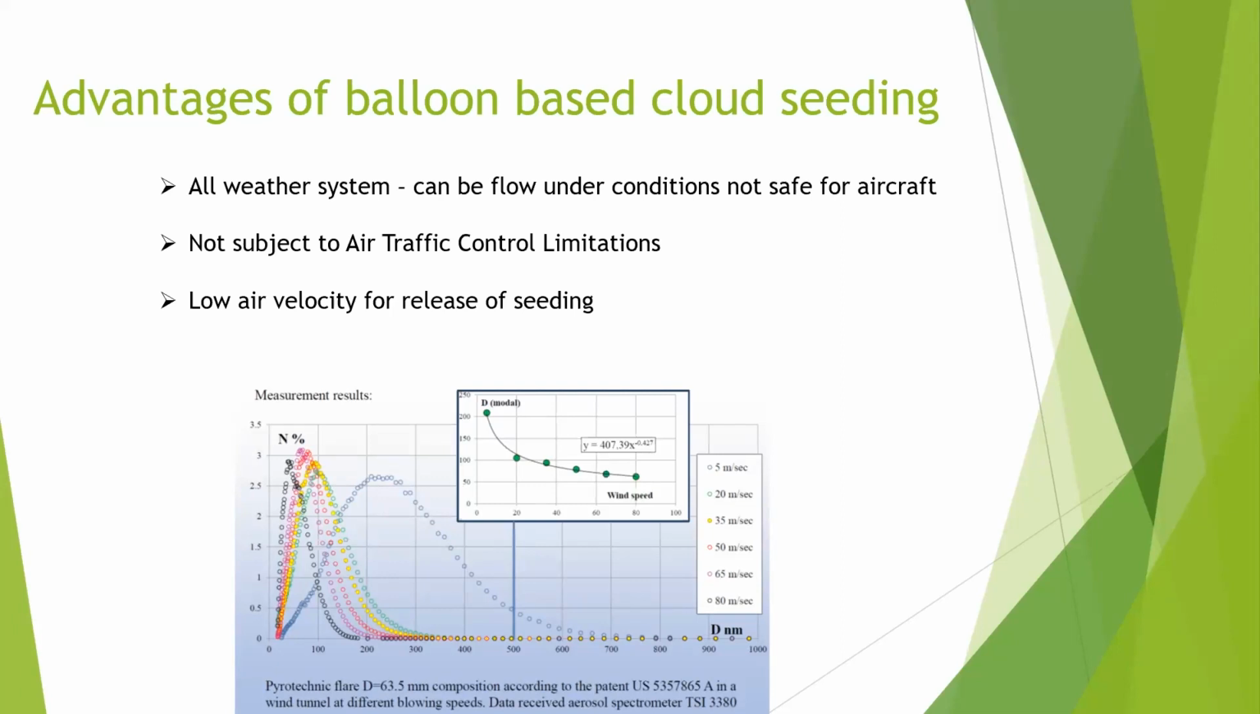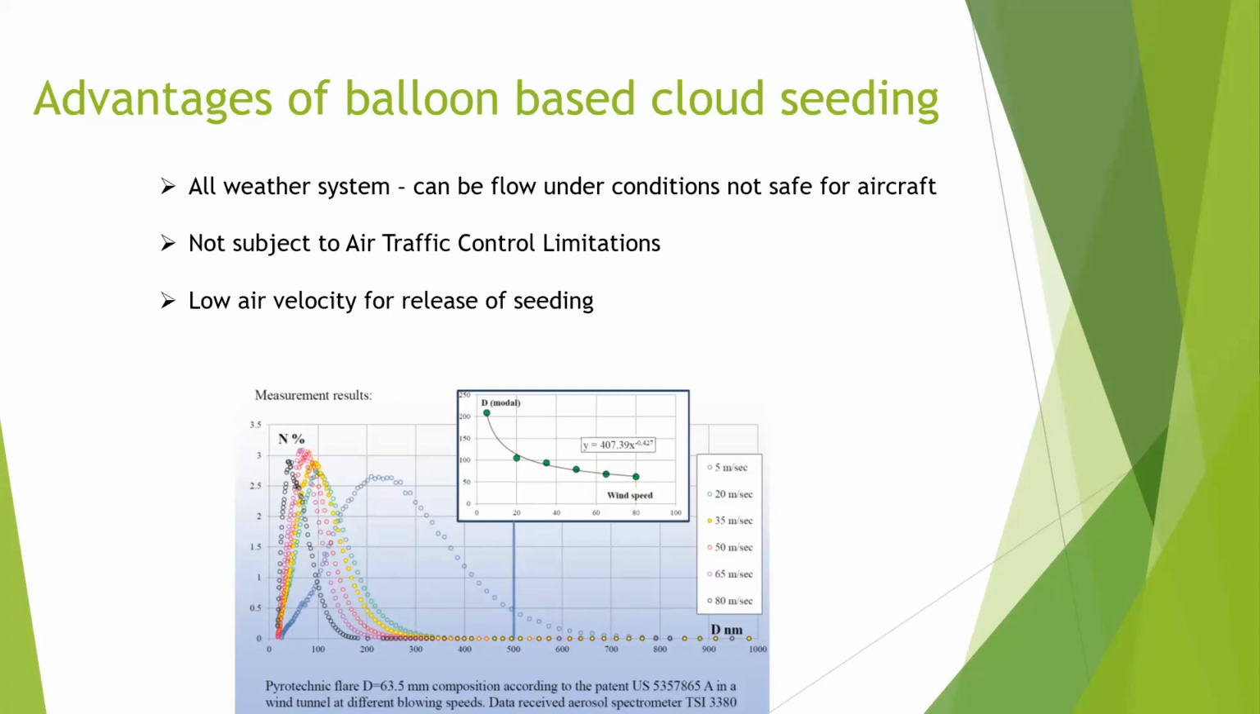Also, you're not subject to air traffic control limitations. Aircraft have to keep within a very strict perimeter when they're flying. They've got to have permission to fly. Also, the aircraft has got to be certified for carrying these flares. So this is a very much simpler situation. We're not under air traffic control rules.